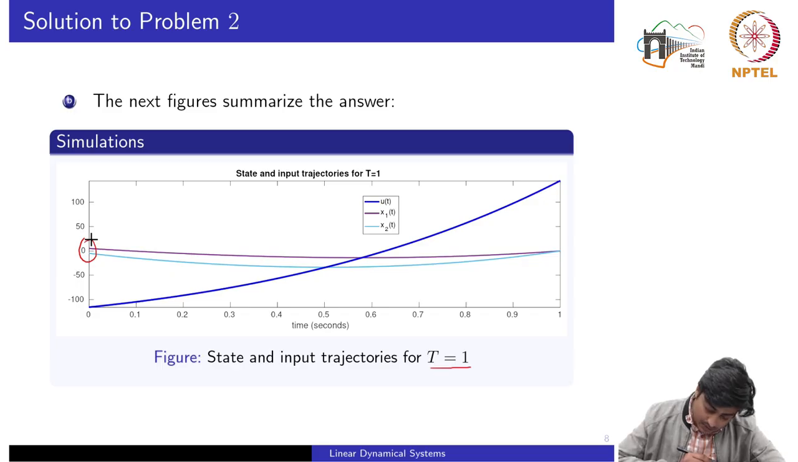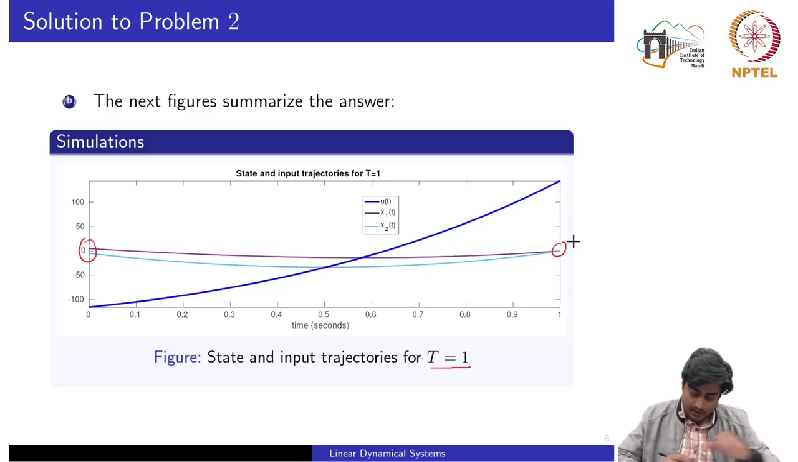Computing that control input and applying it to the plant, we see that in 1 second, the state trajectory has reached the origin, because we have already computed that the system is completely controllable.